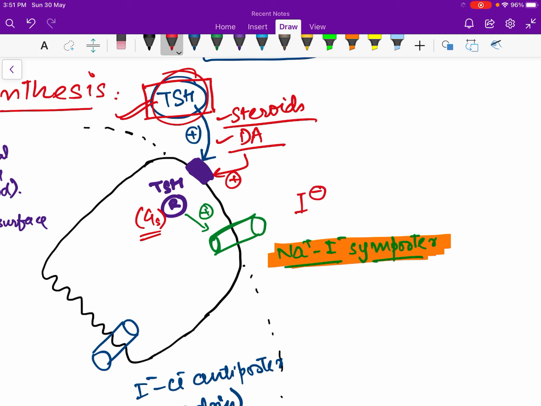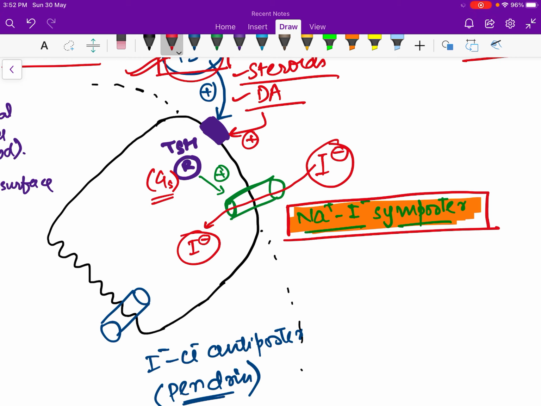The important transporter required for this is the sodium iodide symporter, and this can be inhibited by certain drugs such as perchlorates, thiocyanates, and nitrates.